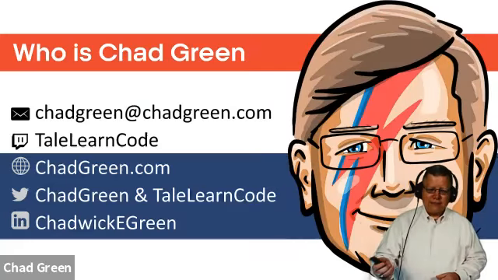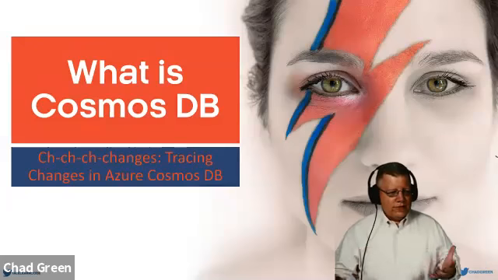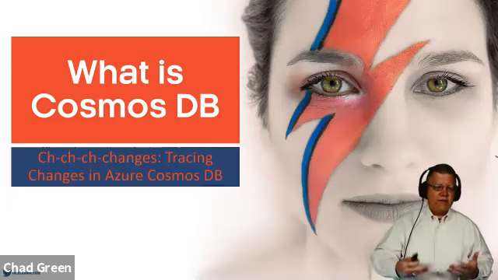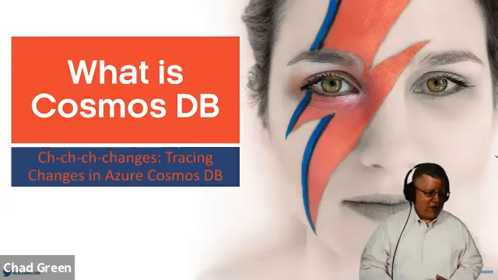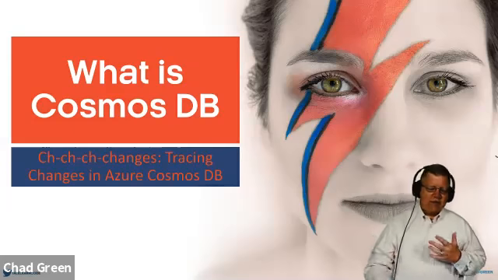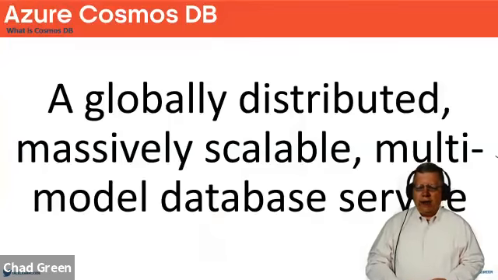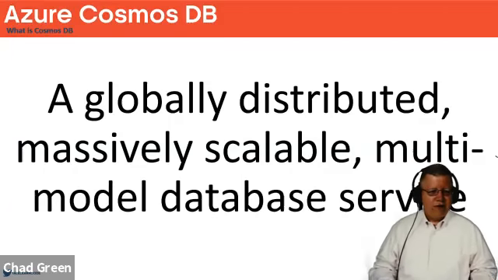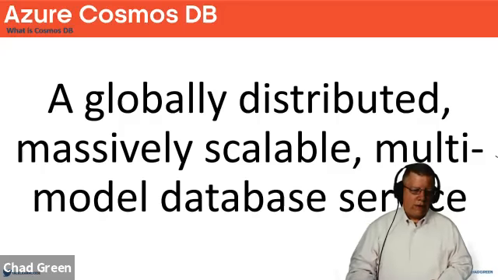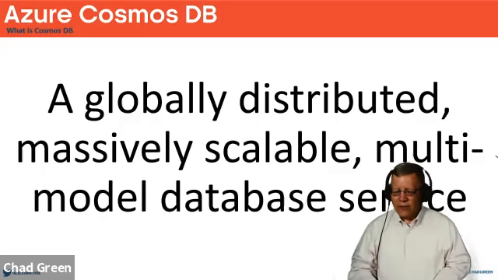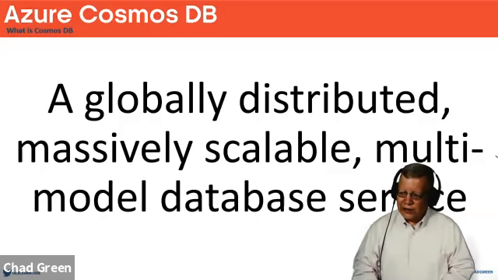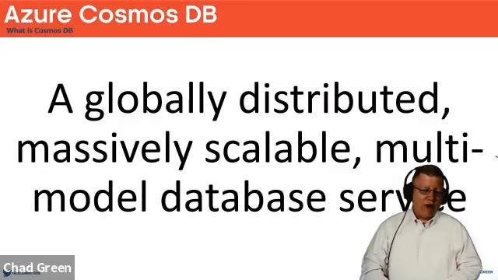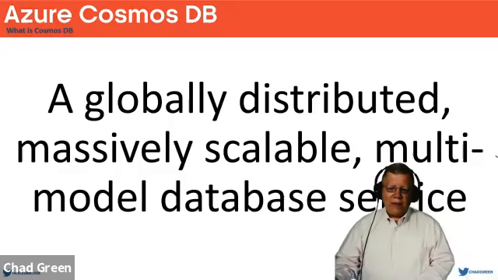Let's talk real quick, because probably there are folks here who don't know what the change feed or what Cosmos is. Let's just go quickly through that. In simple terms, it's a globally distributed, massively scalable, multi-model database service, right? That's the little tagline that they use. And it actually does a good job of describing it. But let's go into a little bit more detail. What do we mean by this?